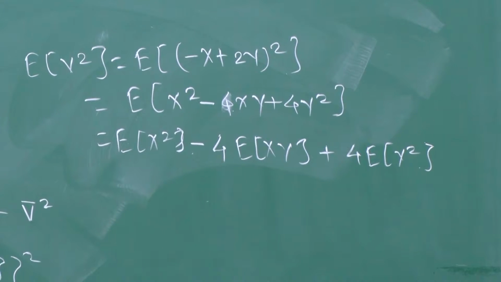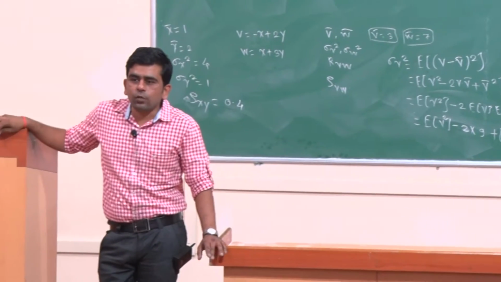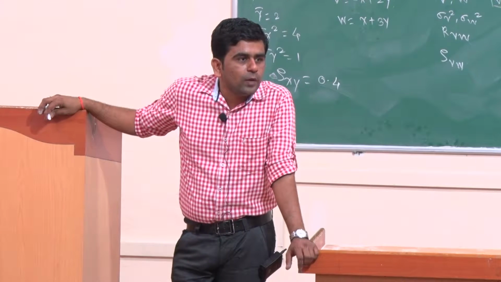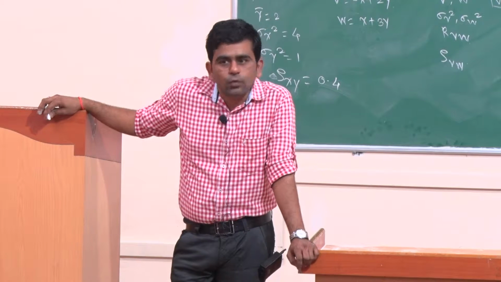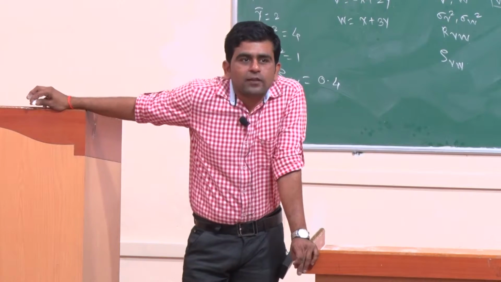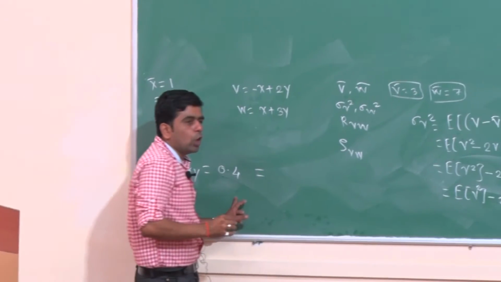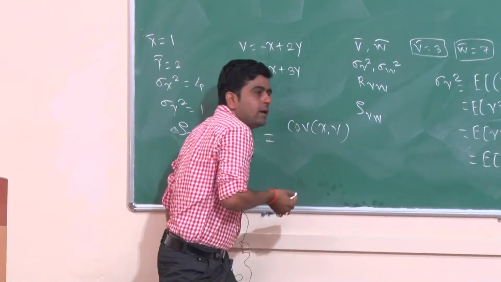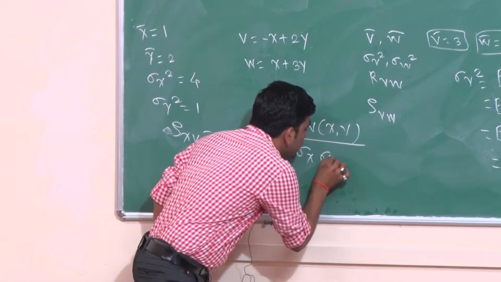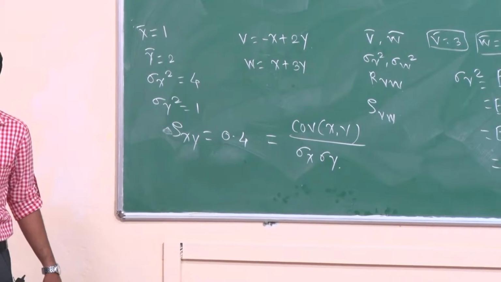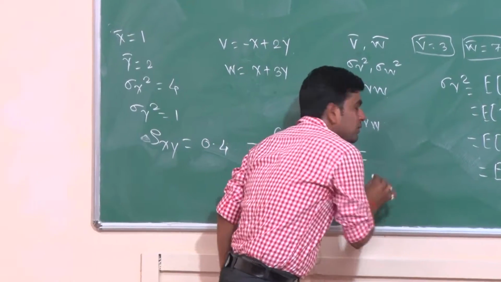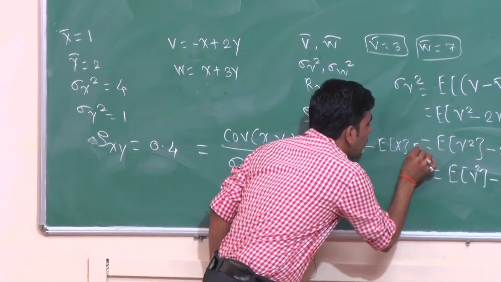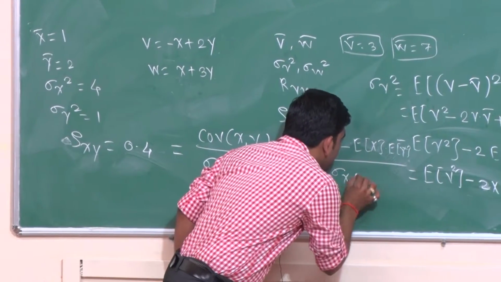How to calculate this expected value of x square? Sigma x square is equal to expected value of x square minus (expected value of x) square. This value, expected value of x square is 5. Similarly, how to calculate expected value of xy? Here, the correlation coefficient of xy is equal to covariance of x comma y over sigma x into sigma y. This covariance is given as expected value of xy minus expected value of x into expected value of y, divided by sigma x into sigma y.